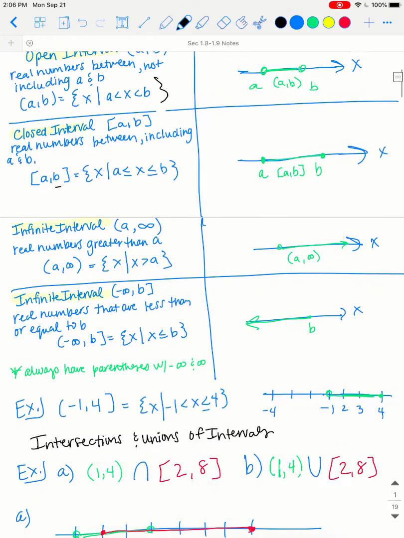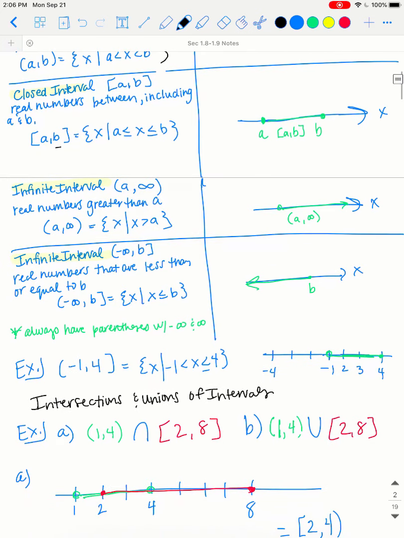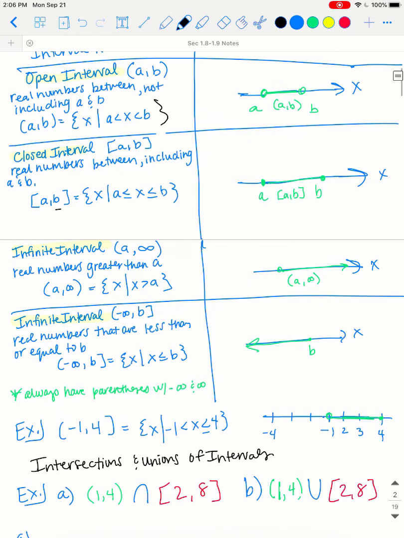A closed interval is represented with brackets at the ends, and these are the real numbers between a and b and including a and b. So in set builder notation, we have x is greater than or equal to a, and x is less than or equal to b. And in a graph, we have these as closed dots. So see how, compared to the open interval, which has open dots, the closed interval has closed dots.